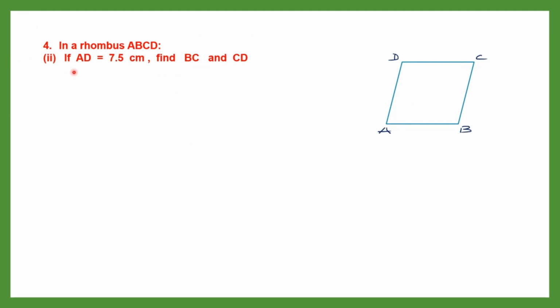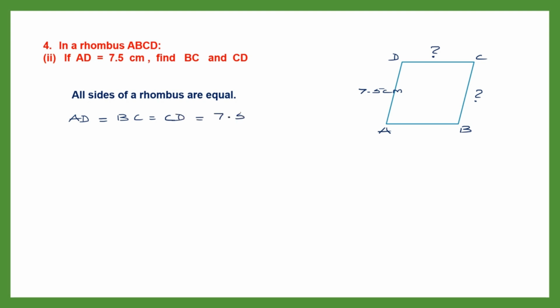Question 2. If AD is equal to 7.5 centimeters, find BC and CD. Now AD is this. AD is 7.5 centimeters. So we have been asked to find BC, that is this one, and CD, that is this one. Now we know that in a rhombus, all sides are equal. So all sides of a rhombus are equal. So that means AD is 7.5, that is equal to BC. BC is equal to CD, and they're all equal to 7.5 centimeters. So you can write it separately. BC is equal to 7.5 centimeters and CD also is equal to 7.5 centimeters. That's because all sides of a rhombus are equal.